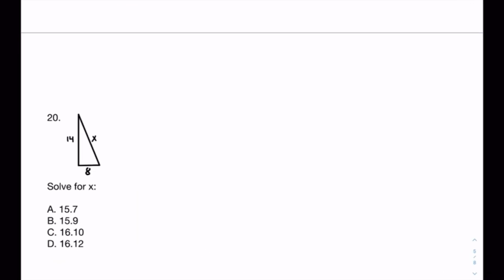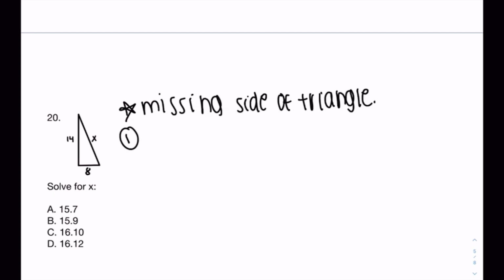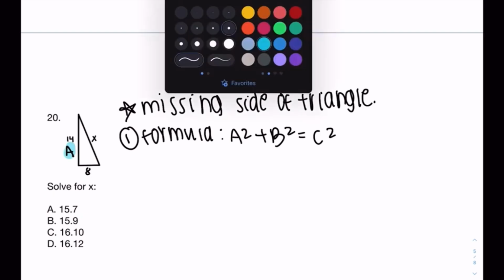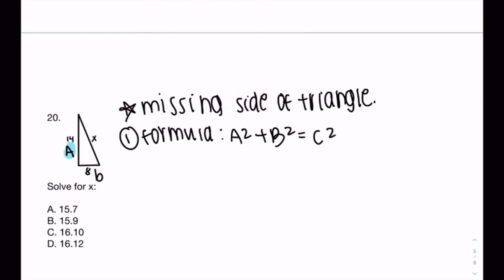Now, we are trying to find the missing side of a triangle. Now, one thing you should know for a formula to find the missing side of a triangle, oh my gosh, I cannot spell, formula is going to be a squared plus b squared equals c squared. So we have our a side, it's going to be 14. We have our b side, which is going to be 8. And our missing c side, which is what we're looking for.